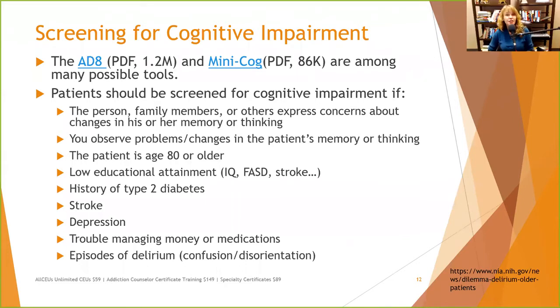If there's a history of type 2 diabetes, now that one was new to me. Stroke, history of stroke in the person, even suspected stroke. A history of depression. We want to take a look at that. Trouble managing money or medications. And if the person is having episodes of delirium where they're either confused or disoriented about what's going on.